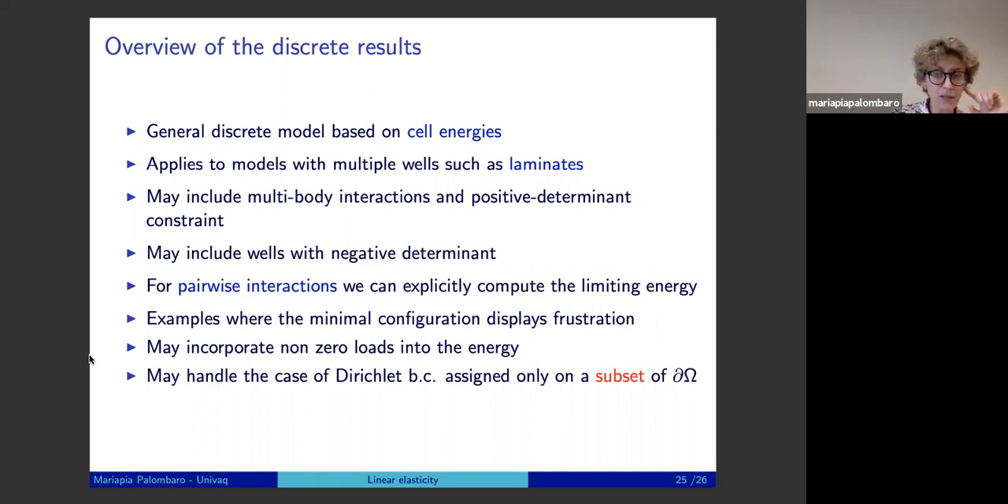Then I haven't discussed the loads, but of course we can incorporate non-zero loads to the energy. And finally, we can handle also the case of Dirichlet boundary conditions that are assigned only on a portion of the boundary. In my description, the Dirichlet boundary condition was assigned everywhere. In this way, we could remove the surface term from the energy and study only the asymptotic behavior of the bulk part. But we can handle also the case of Dirichlet boundary condition assigned on a subset of the boundary.